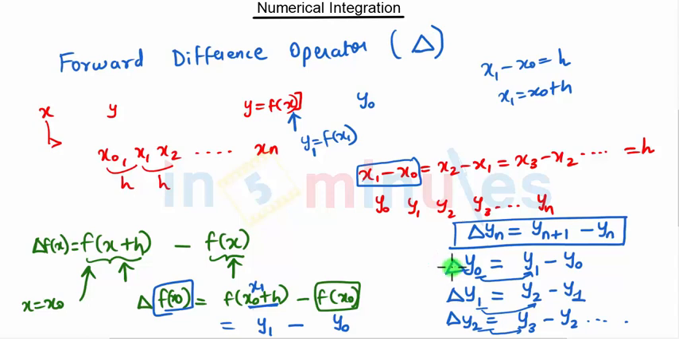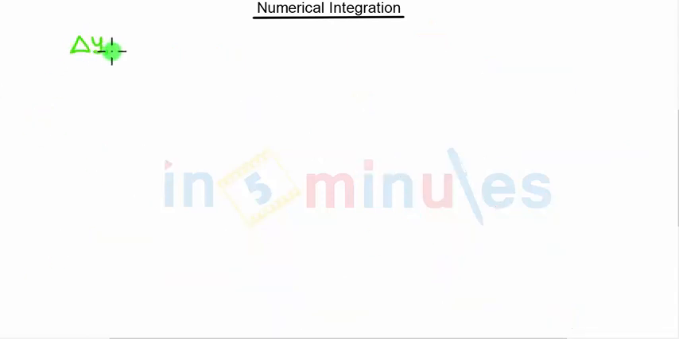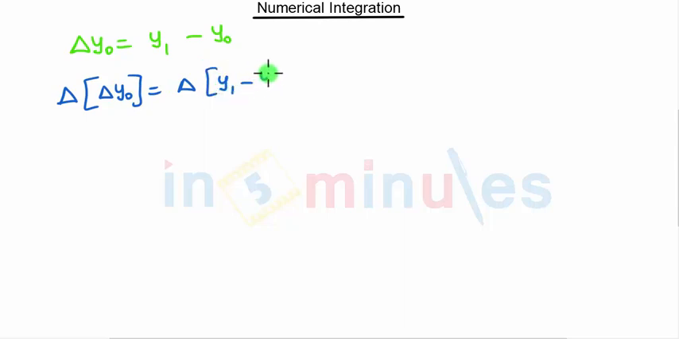We can take multiple times the forward difference operator. So let's consider delta of y0. So delta of y0 is nothing but y1 minus y0. We are again going to take the delta. So delta of delta y0 will be delta of y1 minus y0. This delta and this delta will become delta square y0. And we can take this delta inside. So we have delta of y1 minus delta of y0.